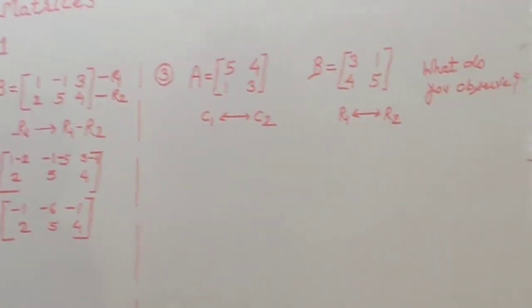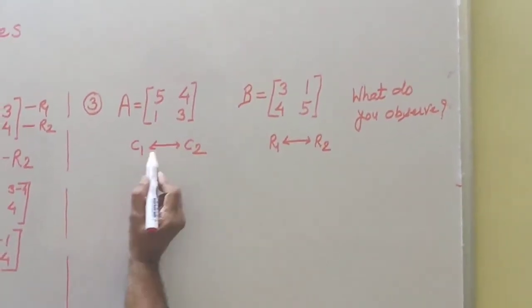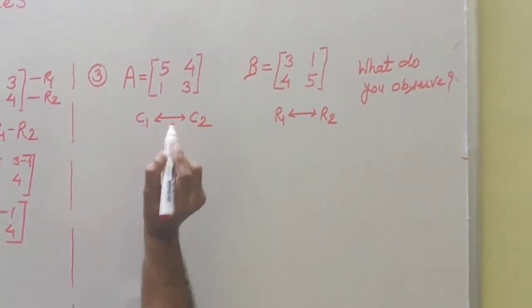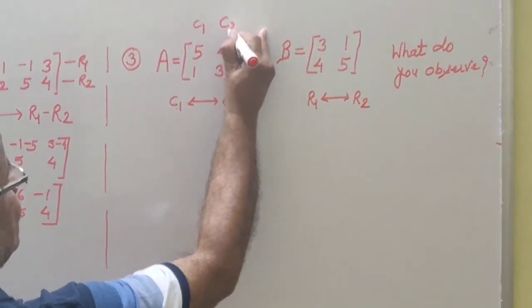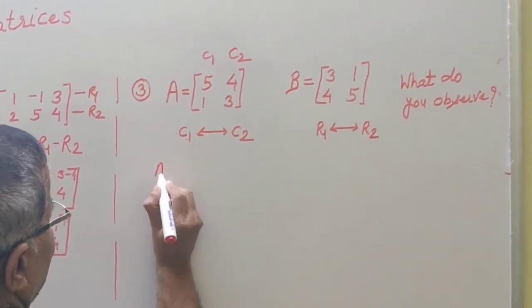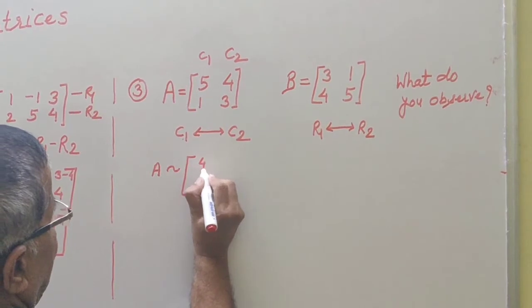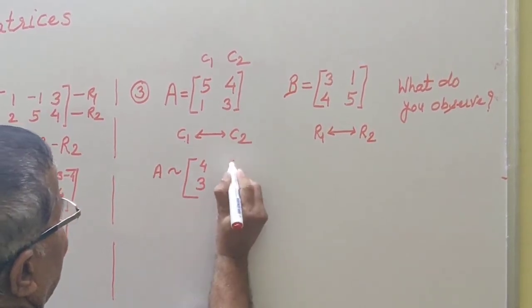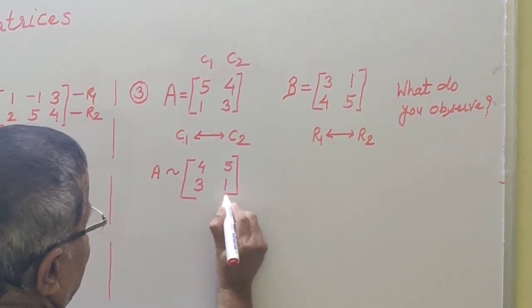In the problem number 3, A is given as 5, 4, 1, 3. The operation is C1 changes to C2. What is C1 here? This is C1 and these are the C2 elements. So I will change. A equivalence will come out to be 4, 3, okay, and 5 and 1. This is my A equivalence.